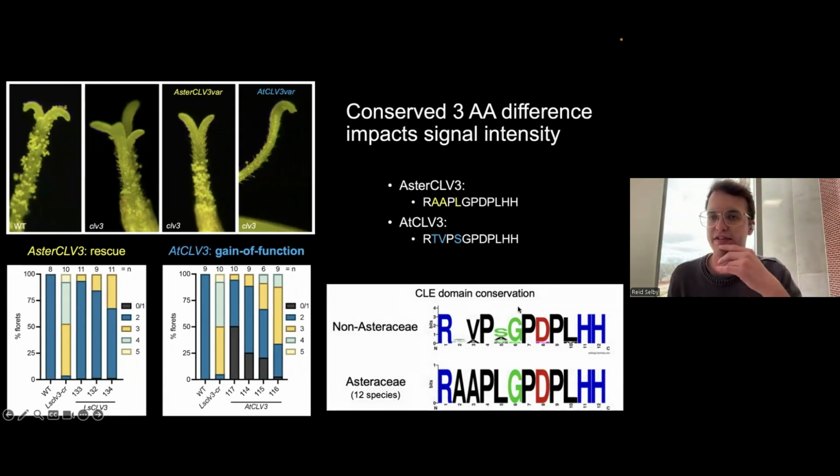If we look at the differences between these two small peptide hormones, we find that there are 3 conserved differences in the Asteraceae that likely underlie this difference in signal intensity, encoded within the first 5 amino acids here. And interestingly, if you look across Asteraceae species, this unique first 5 amino acid sequence that apparently leads to a reduction in signaling capacity is conserved across the entire family.